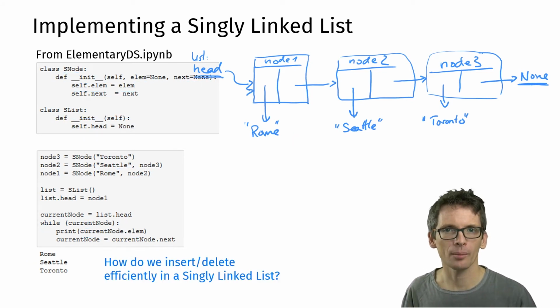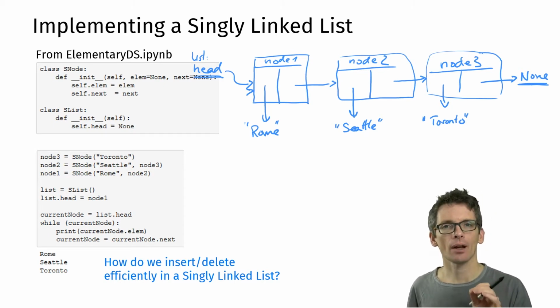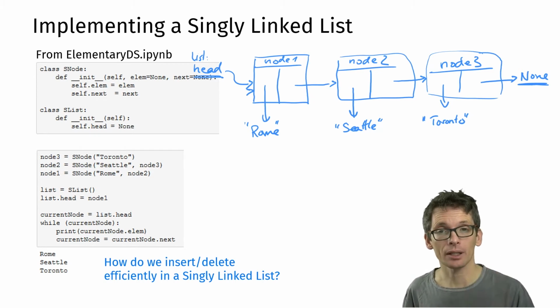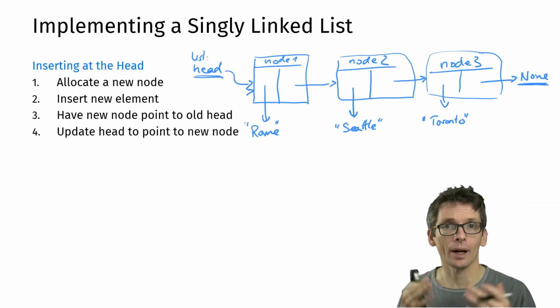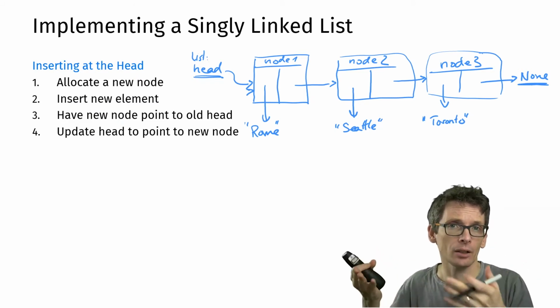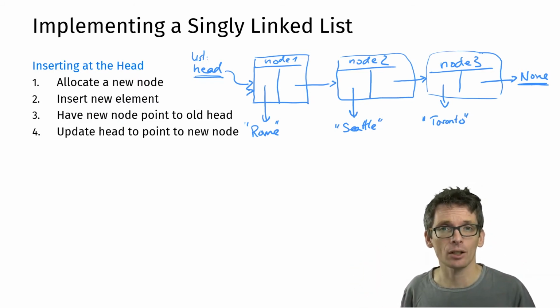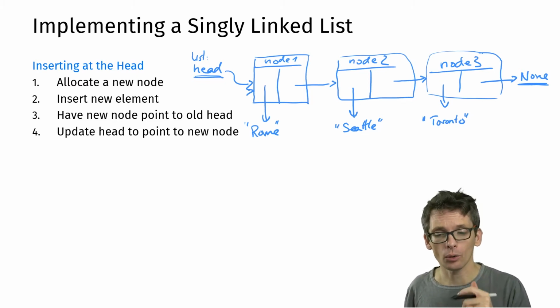If we want to implement queues and stacks using linked lists, then we have to think about how we can insert and delete efficiently. So let's start with insert, and the natural place to insert is at the head. So why do we want to insert at the head? Because the head is the node that we have access to anyway. So how do we insert?